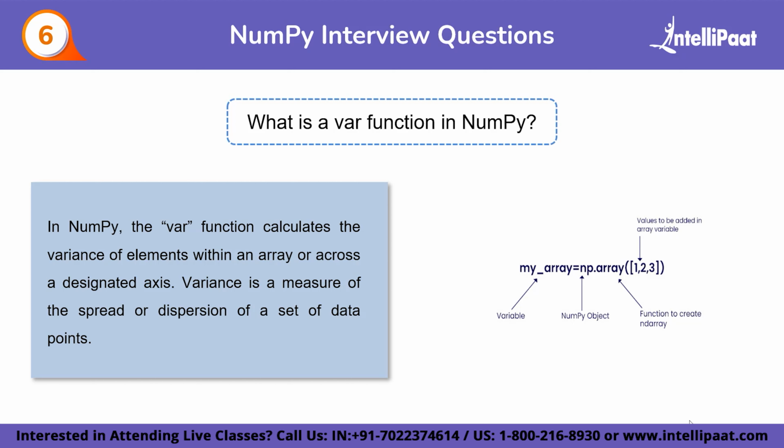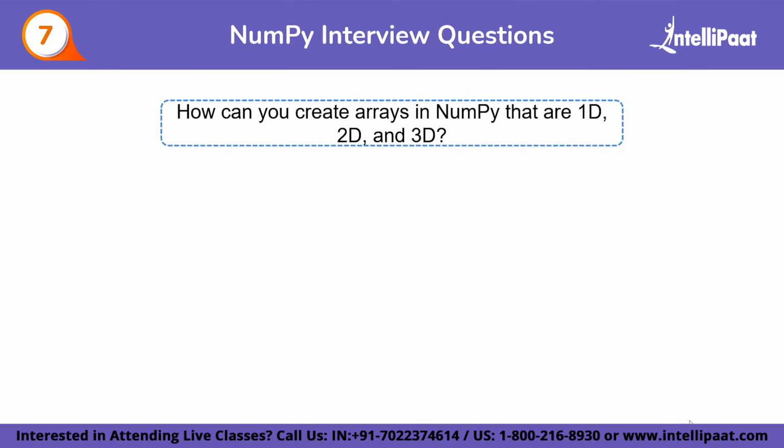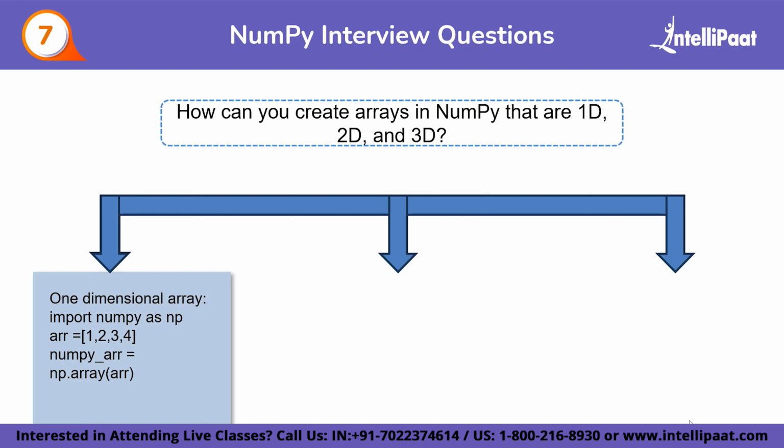So moving on to our next question. How can you create arrays in NumPy that are 1 dimension, 2 dimension, and 3 dimension? So for a 1 dimensional array, we can give this as an example, like we have to write import numpy as np. Then we put the values as an array, as here I have put 1, 2, 3, 4. Then we have to use np.array to tell that we are creating a 1 dimensional array. And in the end, we have to declare it as arr.